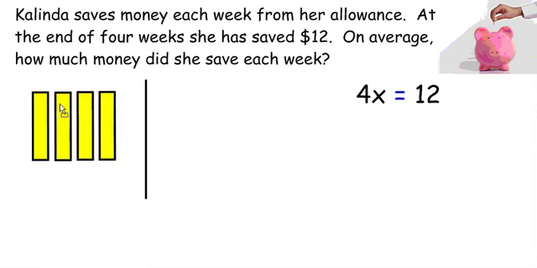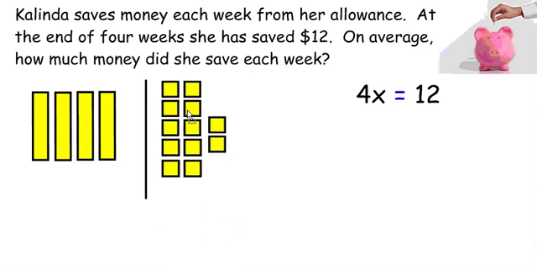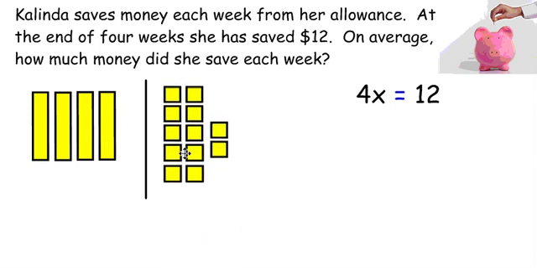Algebraically, and with the tiles, this means I take an x tile and multiply it times 4. If this is 1x and I multiply 1x times 4, I get 4 x's. And of course the 12 is 12 unit tiles. All of this is yellow because everything in our equation is positive.